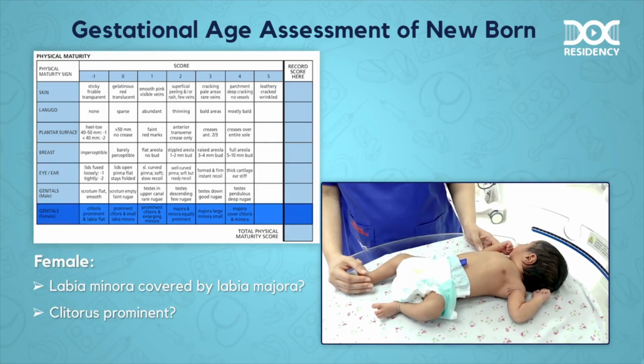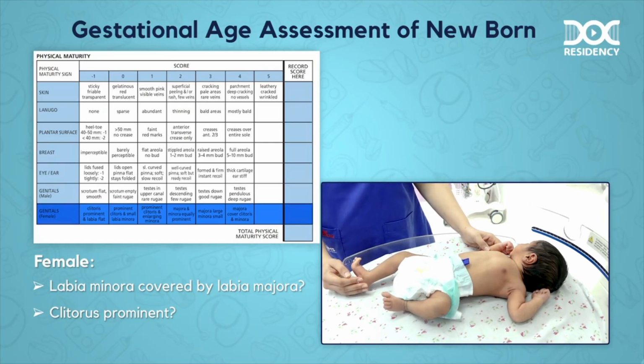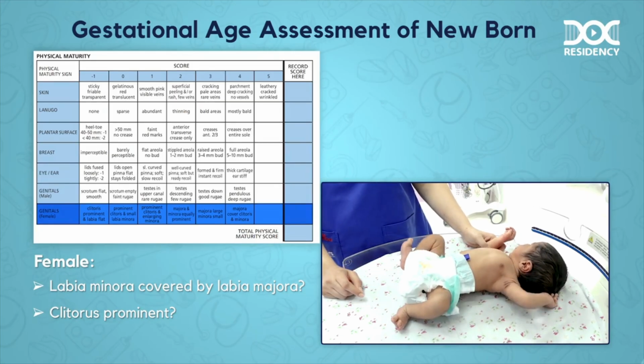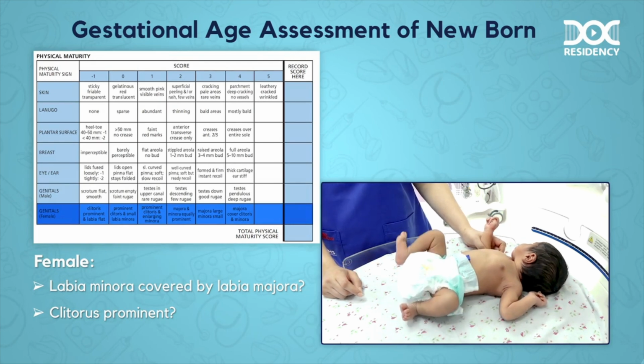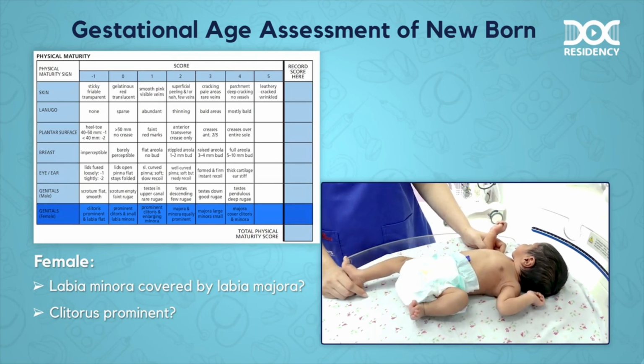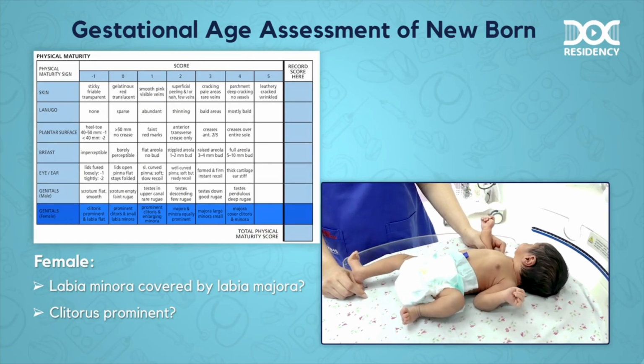This parameter is slightly influenced by whether the baby has intrauterine growth restriction. So even in a full term intrauterine growth restricted female newborn, we will find that the clitoris may be prominent and labia minora might be exposed because of the lack of fat over the mons pubis.